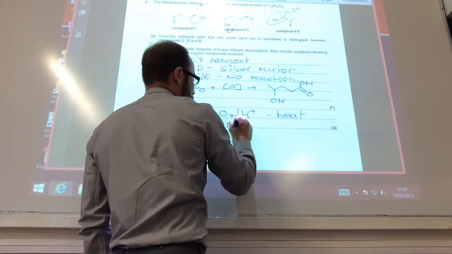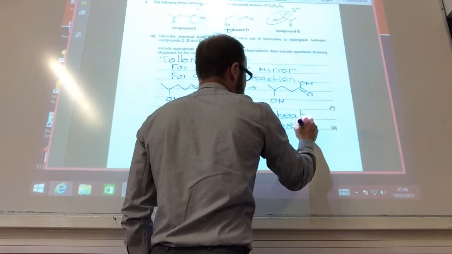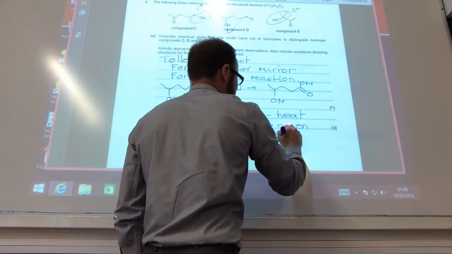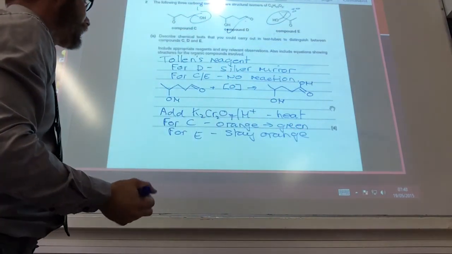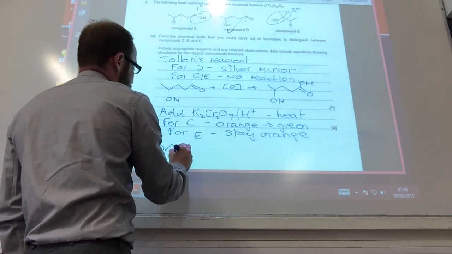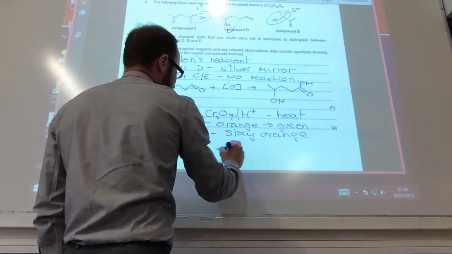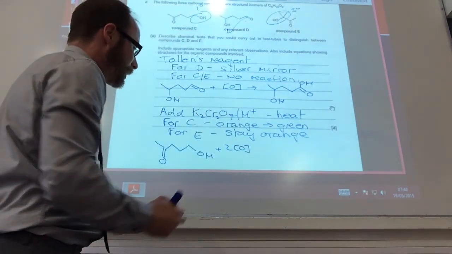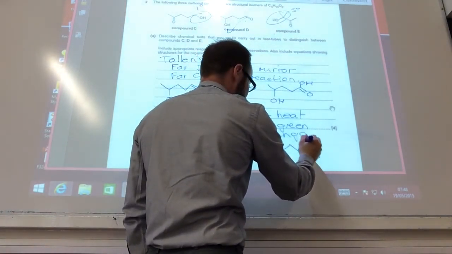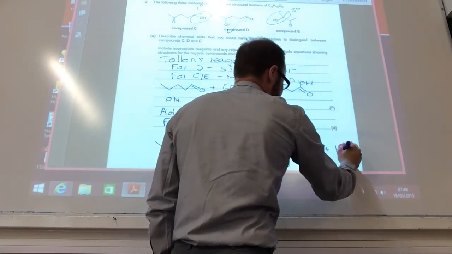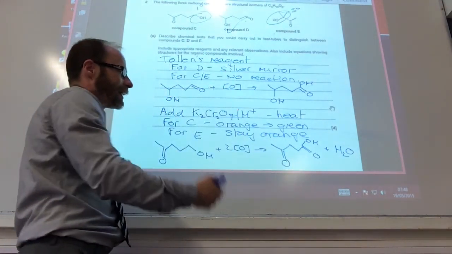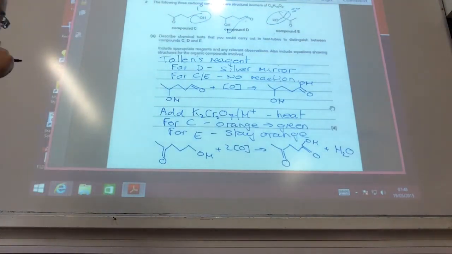For C, it would go orange to green. For E, it would stay orange. There wouldn't be a reaction. It really depends on how far you want to go. But if I'm going to heat it, then that would probably take me all the way down to a carboxylic acid. So I'm going to add 2 square bracket O's. Give me the carboxylic acid. Water is produced when I make the aldehyde, so I need water there, and then the second step, the oxygen goes onto the carboxylic acid, like so.